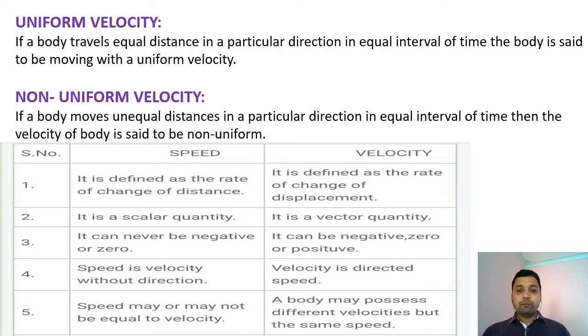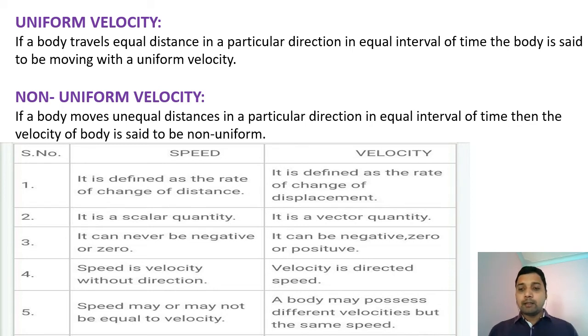We'll come to their difference. Speed is defined as the rate of change of distance, but in the case of velocity it is displacement. Rate of change of displacement is called velocity. Speed is a scalar quantity, but velocity is a vector quantity. Speed can never be negative or zero, but velocity can be negative, can be zero. And speed does not depend upon any direction, whereas velocity depends upon a direction. We have to specify the direction.